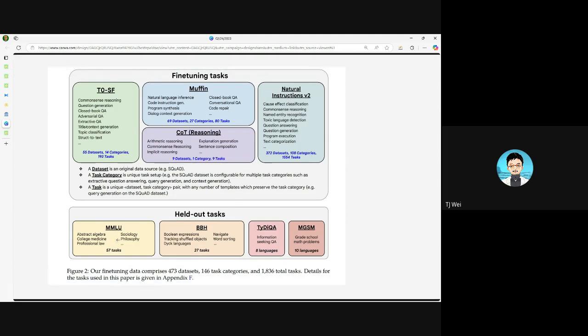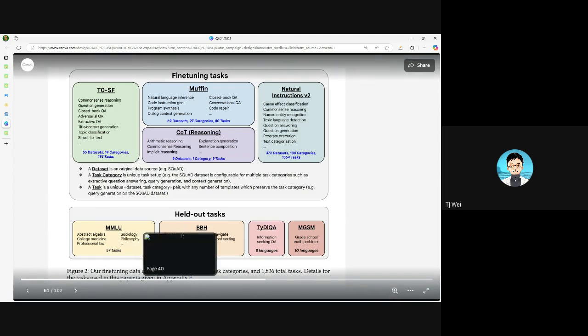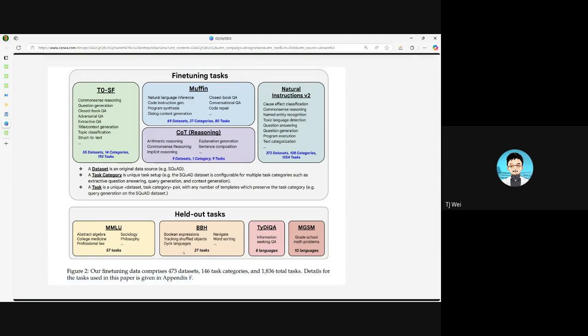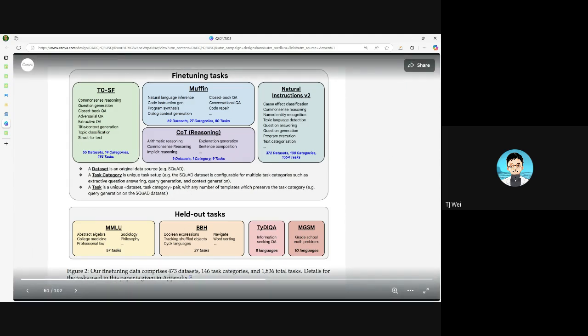And there are also other kinds of tasks that are not in the training data set, to test whether the model can generalize to unseen types of tasks. So how large is the data set? There are 473 data sets. This is not 473 samples. They are 473 data sets and 146 test categories.